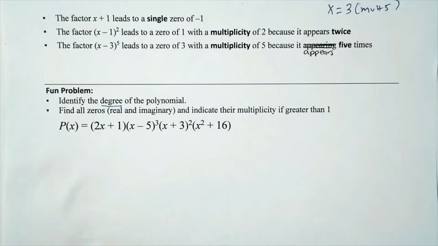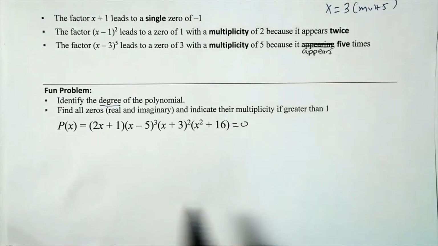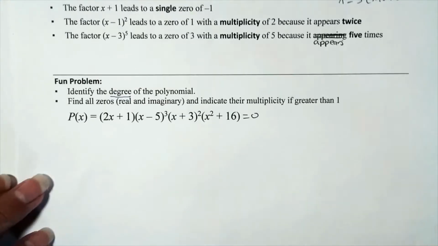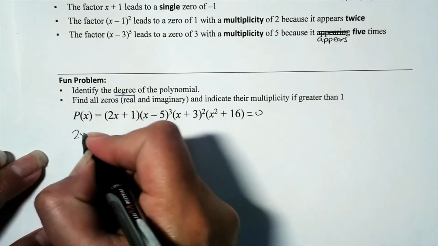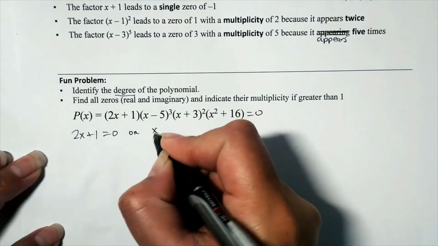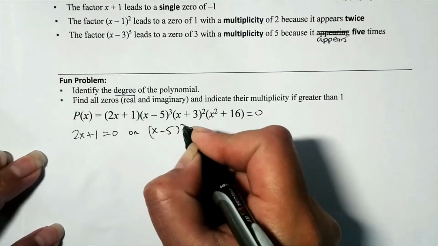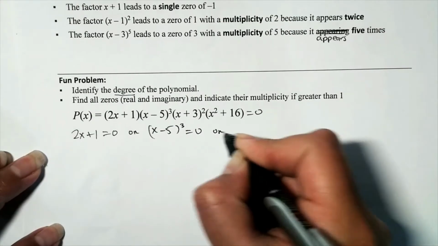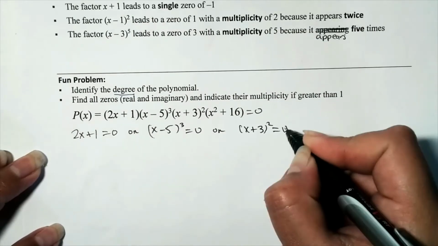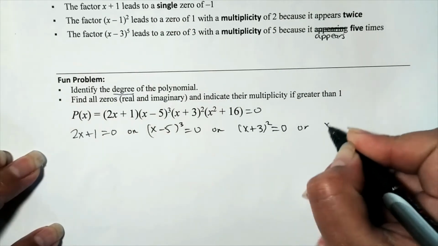Lucky for us, this polynomial is in factored form. Let's set it equal to 0. If a product equals 0, then one of these factors has to equal 0. So either the first factor equals 0, or the second factor equals 0, or the third factor equals 0, or the fourth factor equals 0.